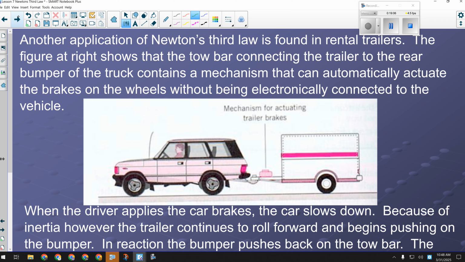Now here's a way that Newton's third law is actually used. How many people have ever seen somebody with a little tiny Honda Civic pulling a U-Haul moving trailer behind it?